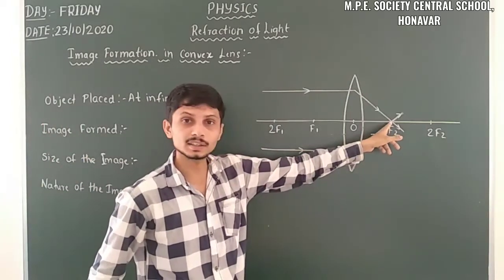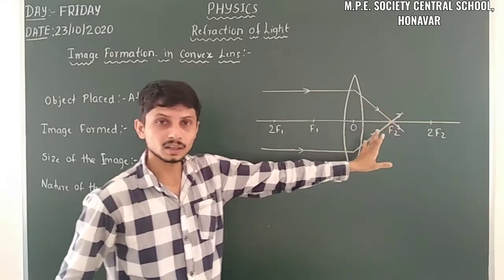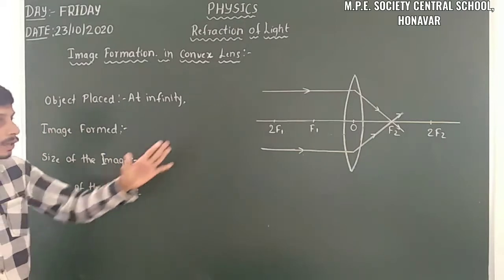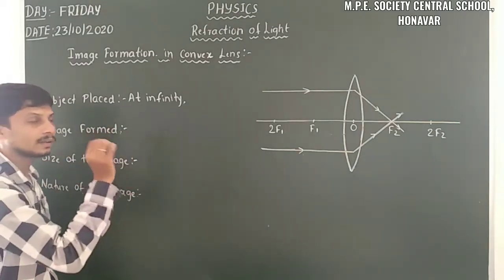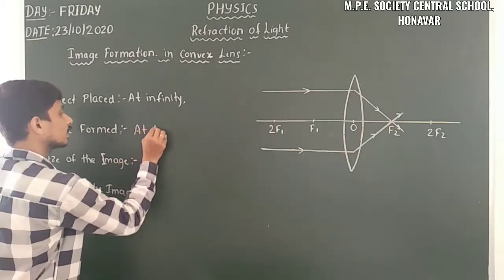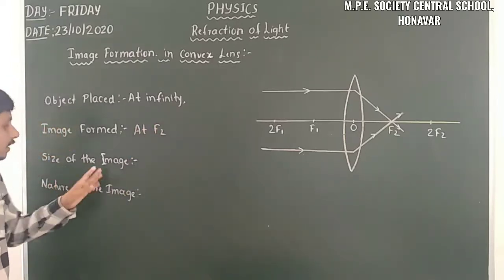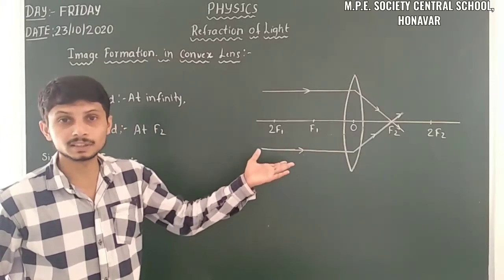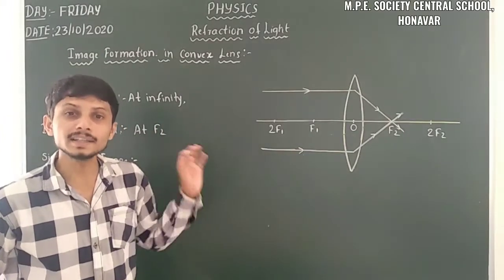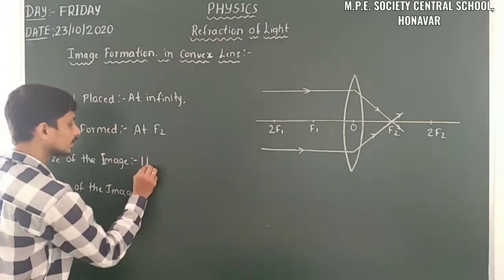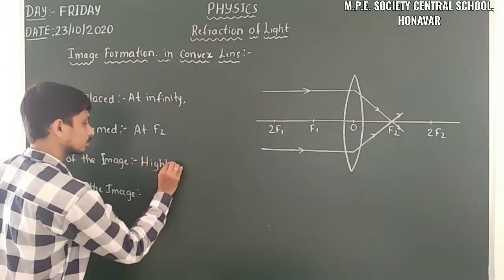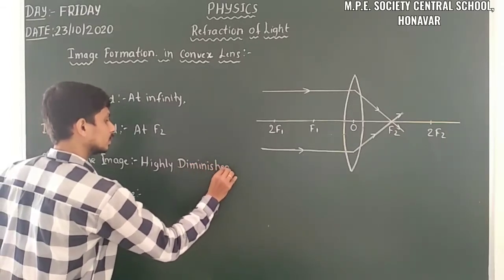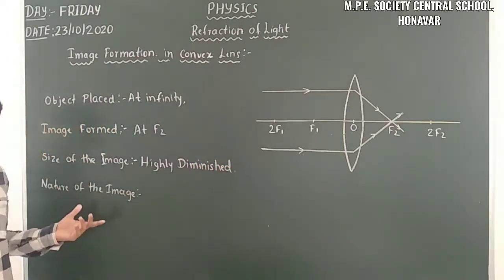So just observe, here the image is formed. Then we have to write all these things. Where is the image formed? At F2. And then what is the size of the image? Point size or highly diminished image is formed here. So I will write it as highly diminished. Then what is the nature of the image?